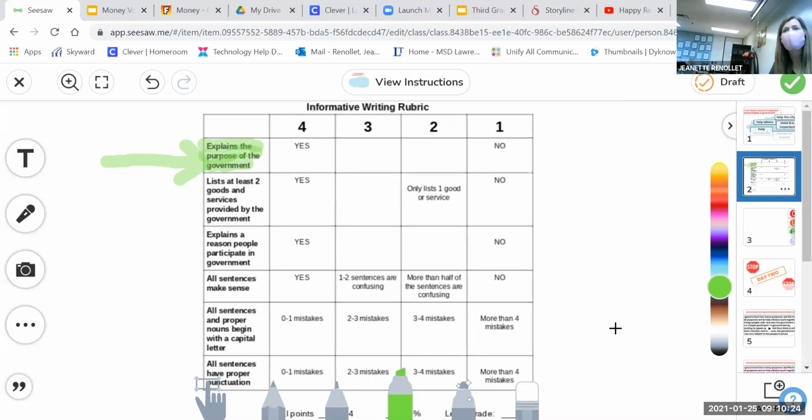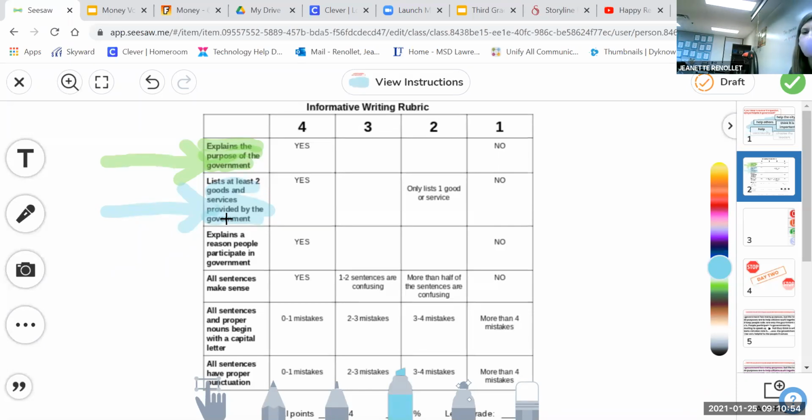Our next row, I'm going to switch my color and do a light blue. Row number 2. This is what Mrs. Sousa modeled for us, listing 2 goods and 2 services. What is something the government provides for people? Who can share out an example of the goods and services that the government provides?